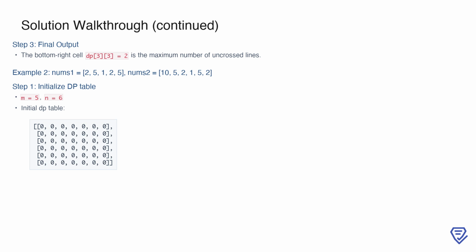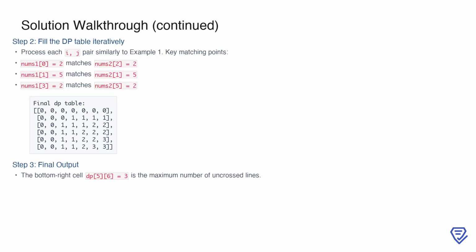Now that we have completed example 1, let's analyze example 2, where nums1 has 5 elements and nums2 has 6 elements. We initialize the DP table with dimensions m plus 1 by n plus 1, filling it with zeros, just as before. This table will help us calculate the maximum number of uncrossed lines dynamically. The initial DP table is entirely filled with zeros, ready for updates as we process the elements of nums1 and nums2. The process will follow the same iterative approach, comparing elements of the two arrays, updating the DP table based on matches, and using the maximum function when there are no matches.